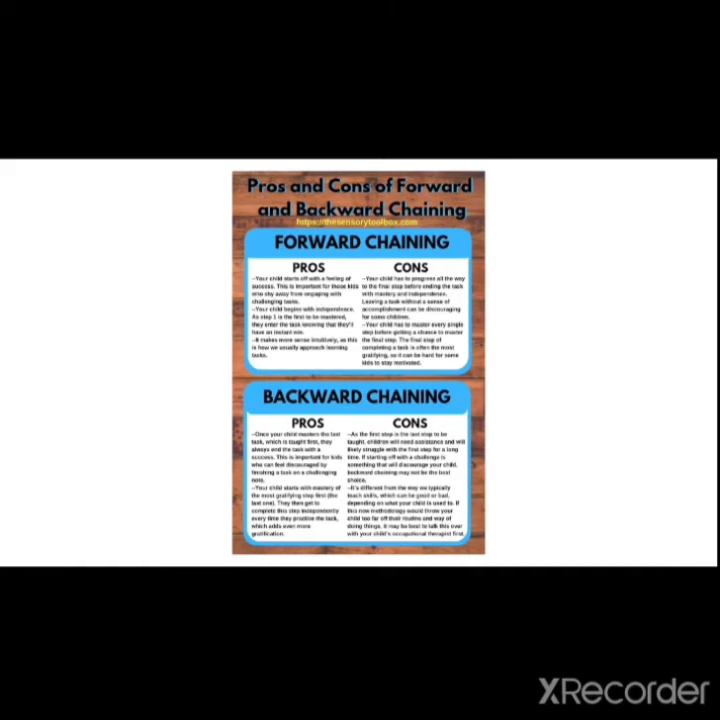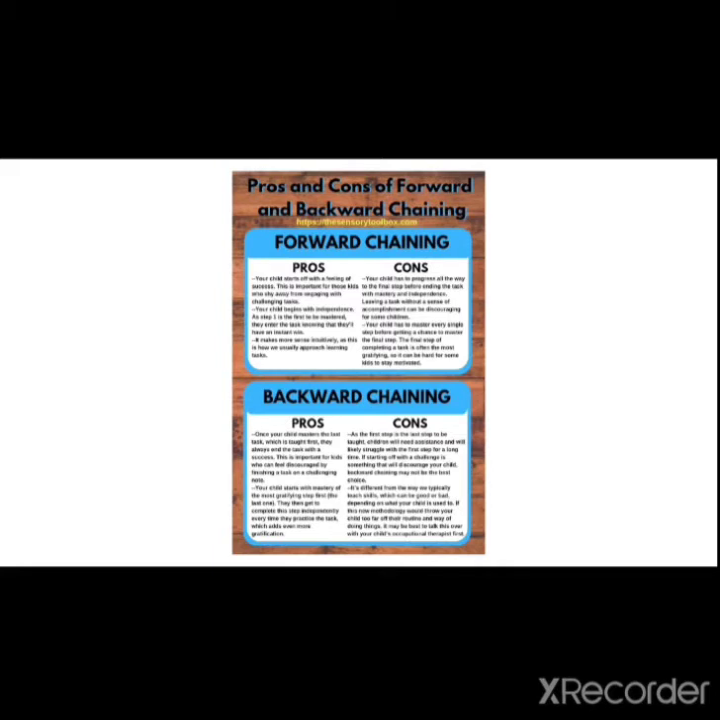The first is forward chaining. This is when you teach the behavior or the task in order. So you're going to start with the first task list item. You're going to teach it to the individual, and once they master that item, then you're going to move on to the second one. So now they're going to do steps 1 and 2. They're going to master steps 1 and 2, and then you move on to the third step. So you're going in order.